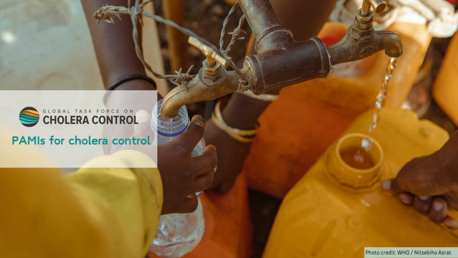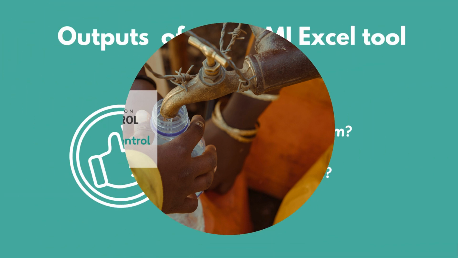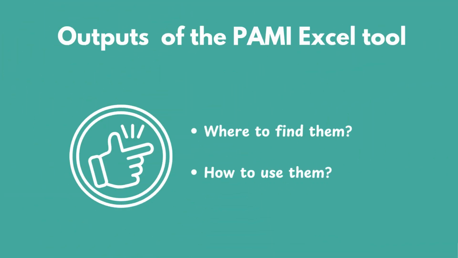This tutorial is part of the GTF-CC online course on the identification of priority areas for multisectoral interventions for cholera control. Once data has been imported into the PAMI Excel tool, indicators, scores, and priority index are automatically calculated in the tool for each geographic unit. In addition, summary figures are computed to help decision-making on PAMIs at the stakeholder validation.